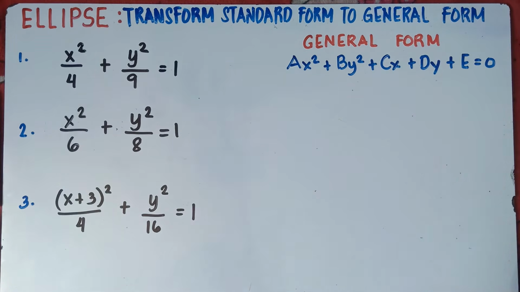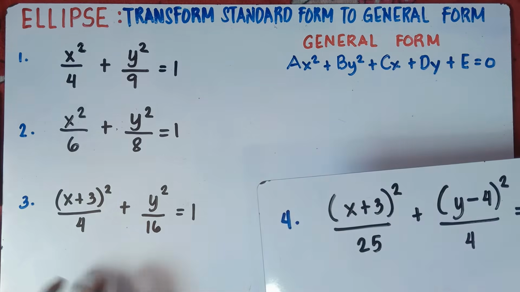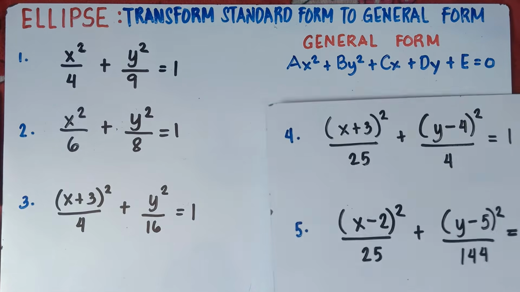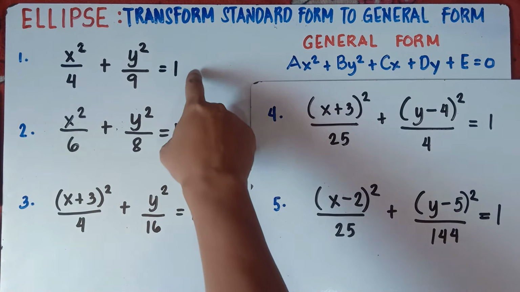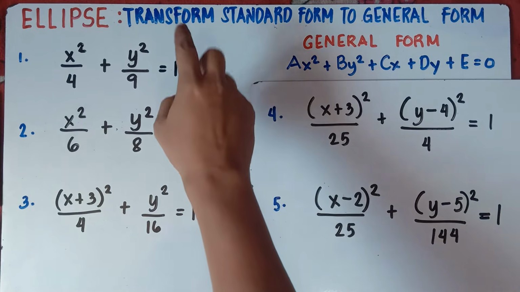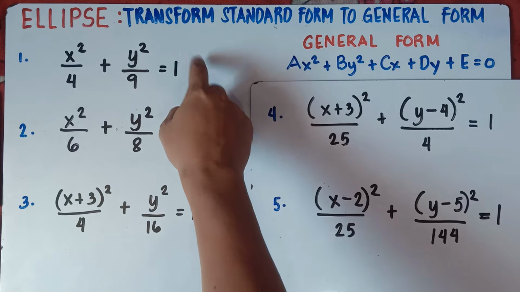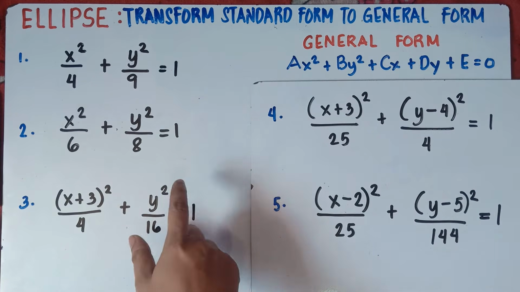Once again, we have 5 examples, class, because I will give more examples for you to really understand how to transform the standard form into general form. The first part of our video, we will be answering 1 to 3. For numbers 1 and 2, h and k are at 0, 0, so h is 0 and k is 0. For number 3, we have the value of h, but k is 0.